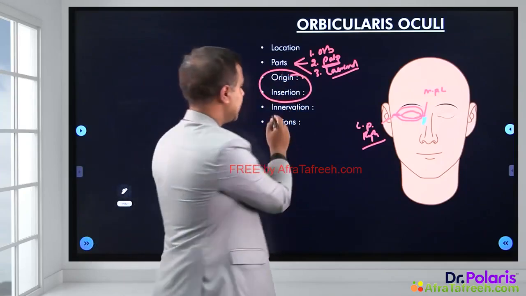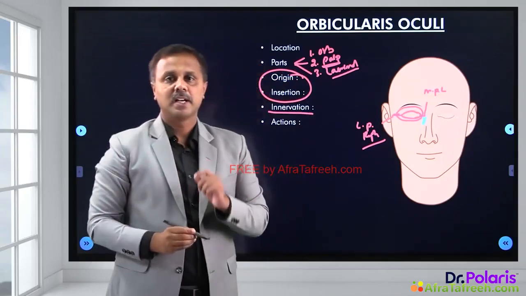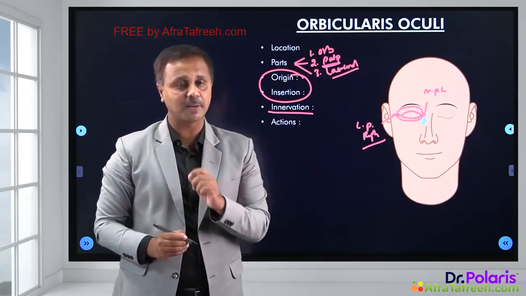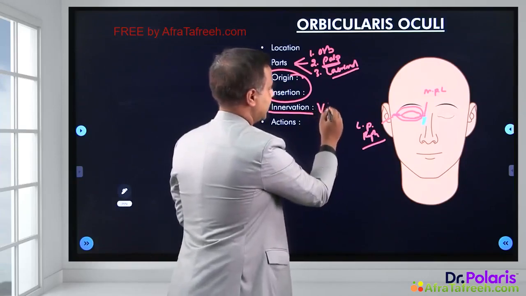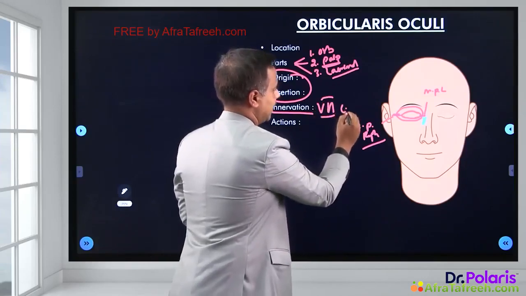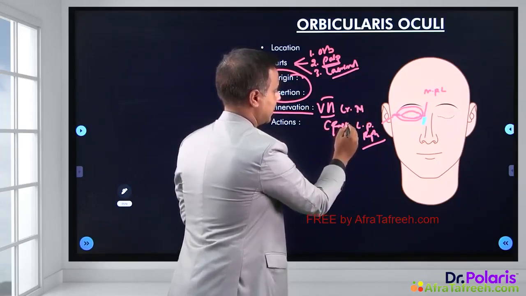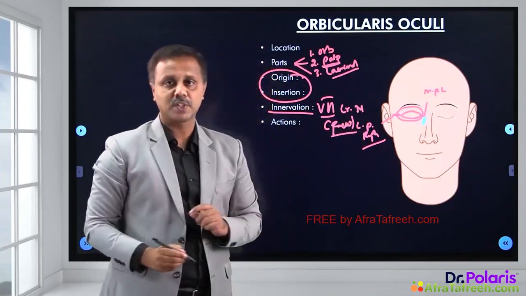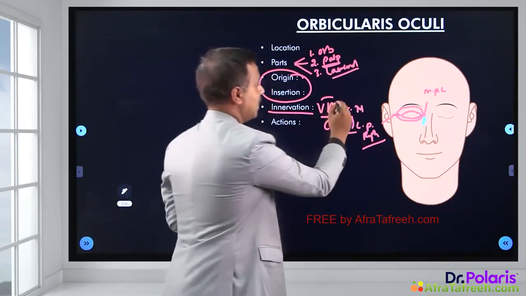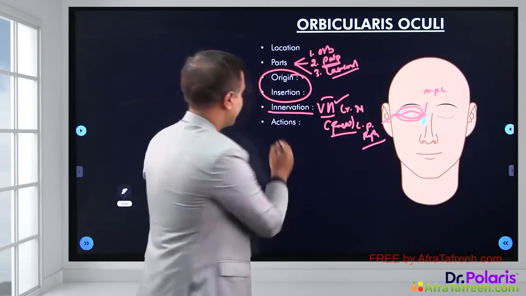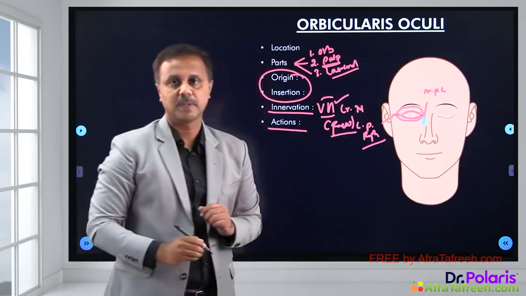What about the innervation? In single sentence, you can remember like this: all facial muscles are supplied by the seventh cranial nerve. Which is the seventh cranial nerve? It is the facial nerve. And one more thing is, whenever you mention cranial nerve, always use Roman numericals. Right? What about the actions?